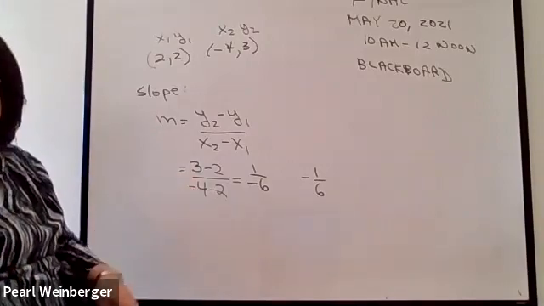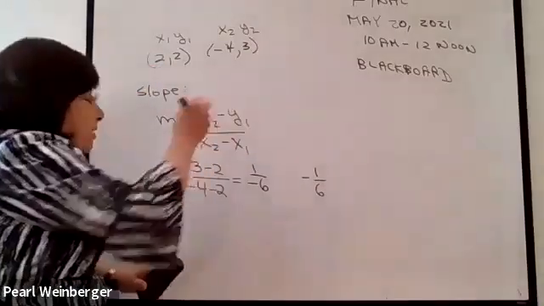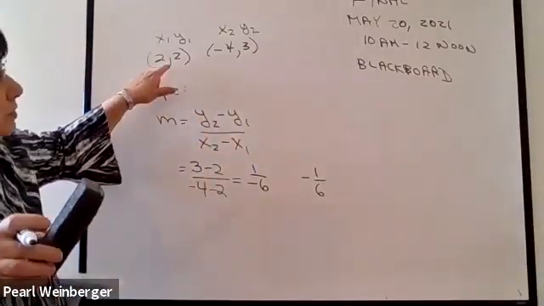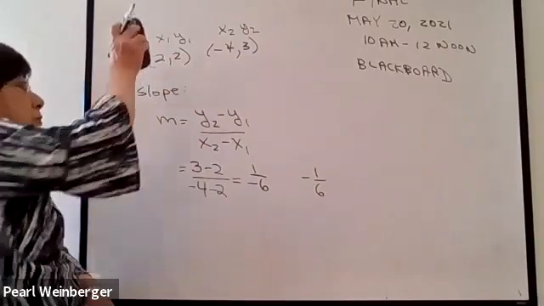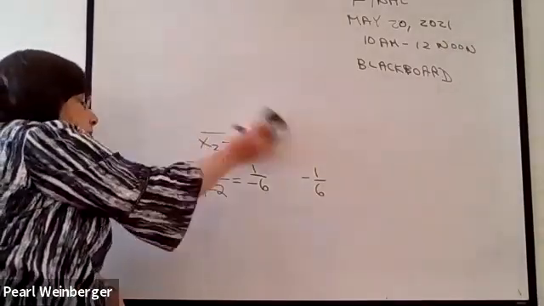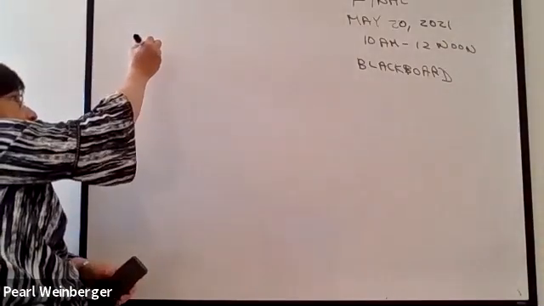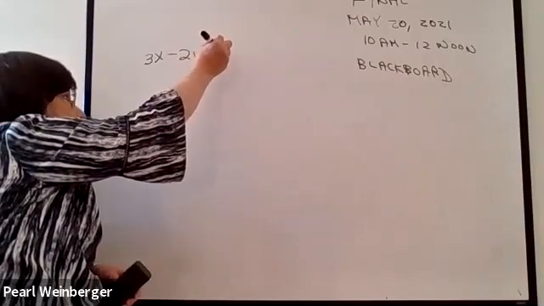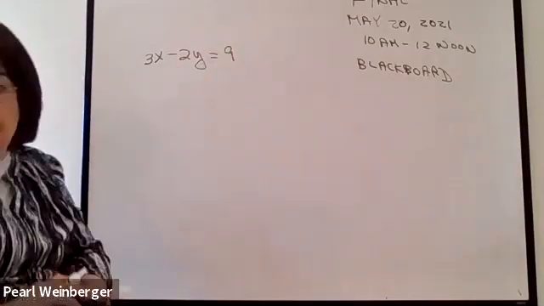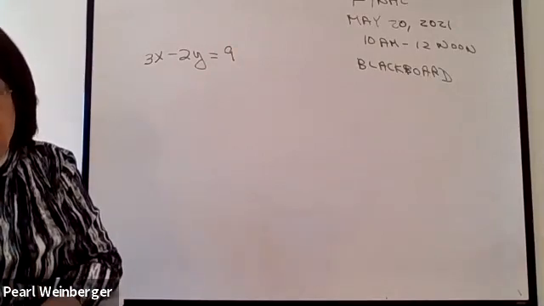Now, in this case, this one would be easy because they wouldn't even ask you to graph this, since they're just giving you 2 points. But let's say they gave me something like this. Let's do another one. Suppose they gave me the equation of the line, 3x minus 2y equals 9, and said I want you to graph that line.